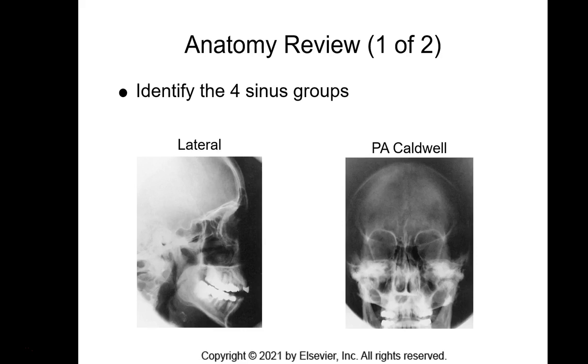On an actual radiograph, sinuses sometimes aren't clearly defined because the various sinuses overlap and kind of superimpose each other. If you think about the Caldwell here, the ethmoid sinuses are superimposing the sphenoid sinuses, which lie posterior. So can you see the 4 sinus groups on these X-rays?